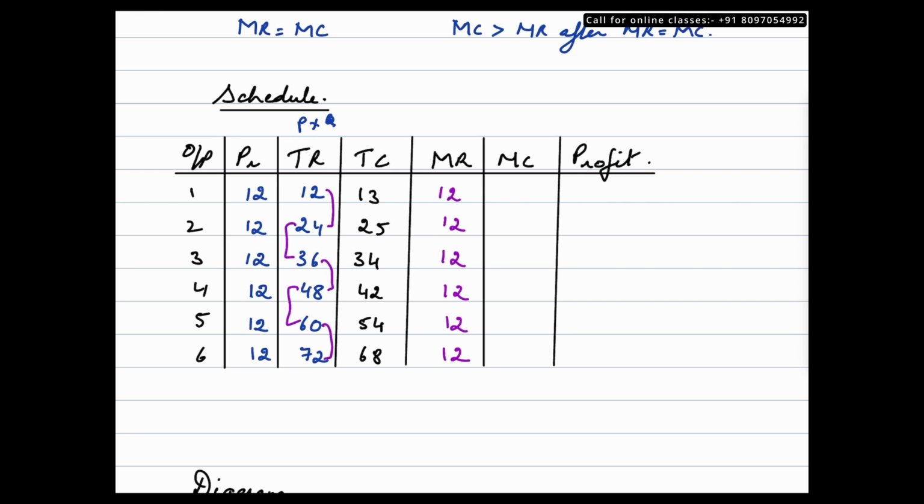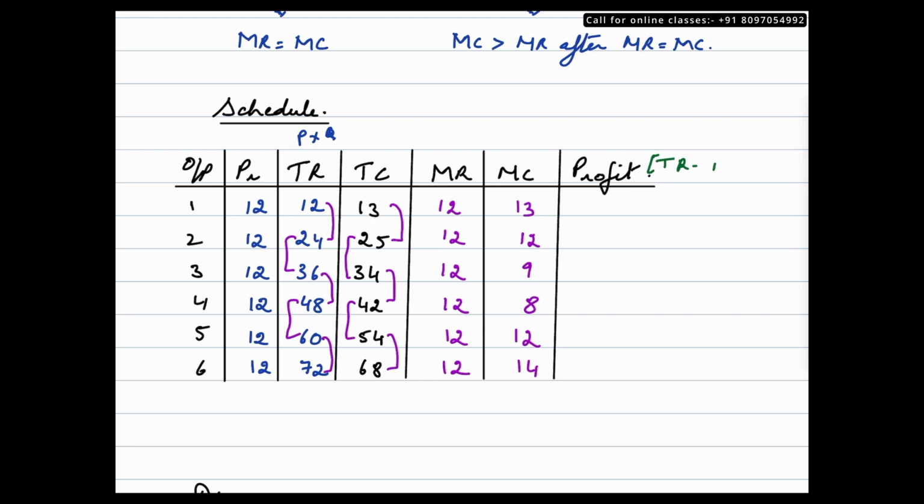Let's take a look at marginal cost. The approach would remain the same. So in the first case, it is 13. The second one is 12. Then we have 34 minus 25, which is 9. Then 42 minus 34, which is 8. This again here is 12, and this over here is 14. So profit is equal to TR minus TC, which is basically these two columns. Okay, so we have minus 1, we again have minus 1, 2, 6, 6 and 4.